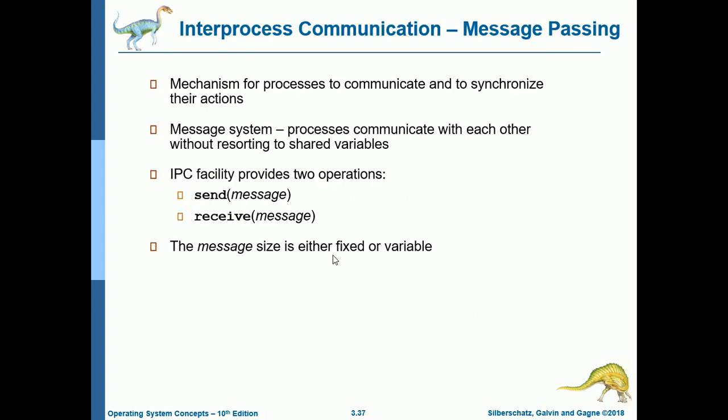Okay, next, what about IPC for message passing? It is a mechanism for processes to communicate and to synchronize their actions. We have the message system. Processes communicate with each other without resorting to shared variables. The IPC facility provides two operations: send, whose parameter is the message, and receive, whose parameter is also a message. The message size is either fixed or variable.